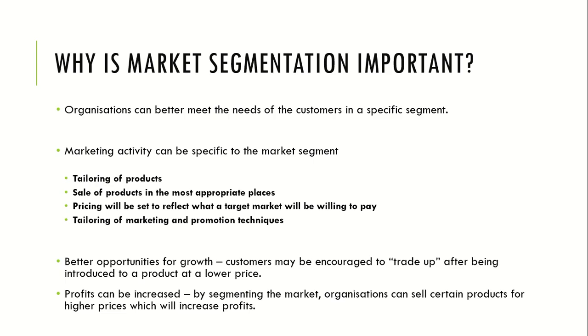Okay, so why is it important? Organisations can better meet the needs of customers in a specific segment, okay, so if we look at that, the marketing activity can be specific to that market segment. So tailoring the products like we talked about in those examples. Sales of products in the most appropriate places. Pricing will be set to reflect that, and then tailoring their promotional techniques. Okay, so it's pretty much just all those 7 Ps, changing that marketing mix.